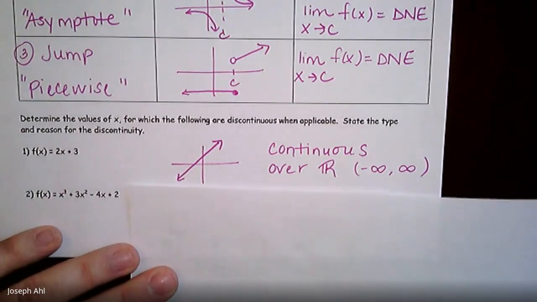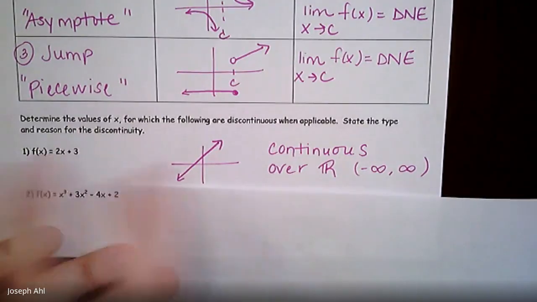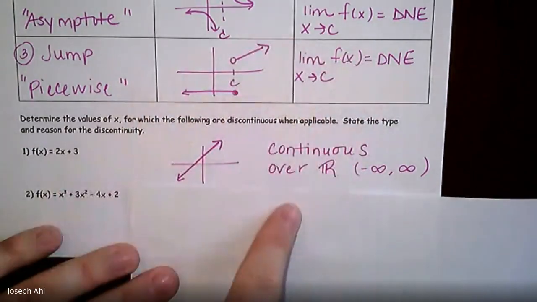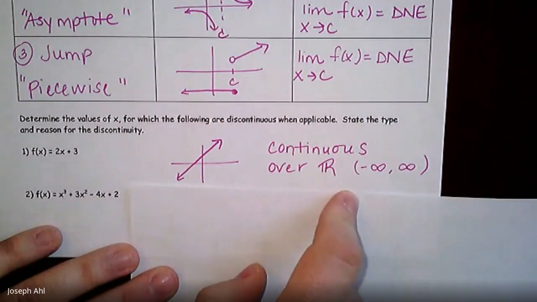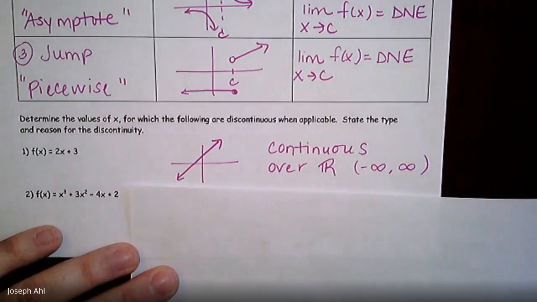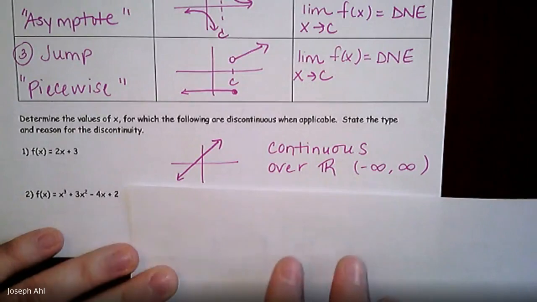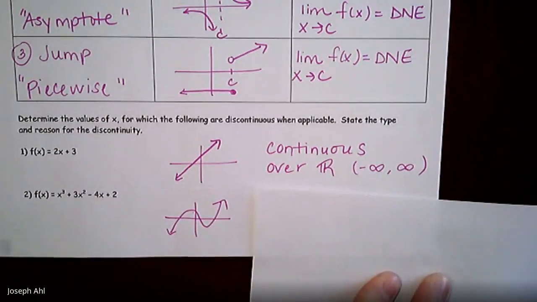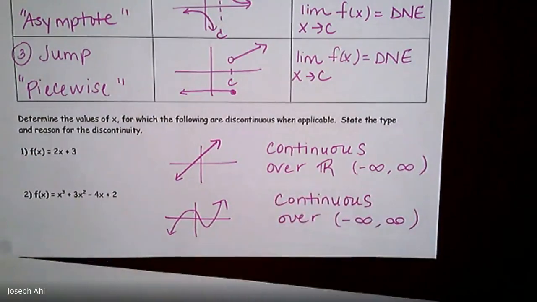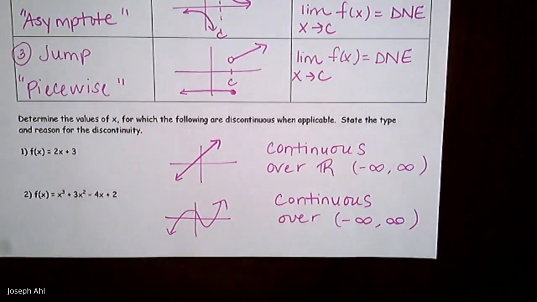All right, so not all of these will have discontinuities. If they do, we're going to list these two things, type and reason. But otherwise, we'll just say continuous over the entire domain of real numbers. What about number 2? Something with x cubed in it, x cubed plus 3x squared minus 4x plus 2. Can you imagine what that looks like? It looks maybe something like this. Any holes, asymptotes, or jumps here? I don't see any. In fact, really anything that's a polynomial function, whether it's linear, quadratic, or in this case cubic, is going to be continuous over the set of real numbers. So there's really not much to worry about in terms of the graphs of polynomial functions.